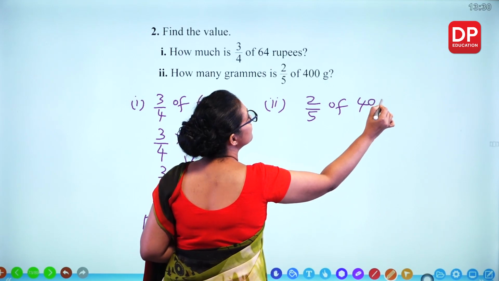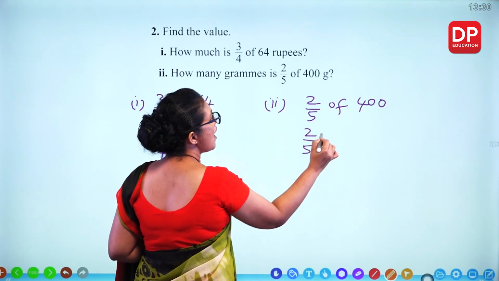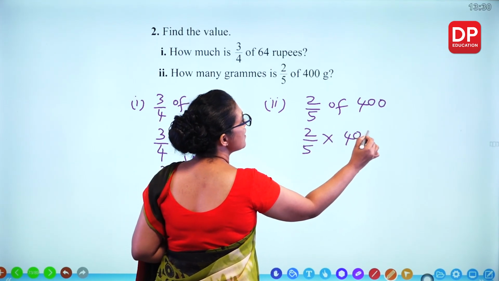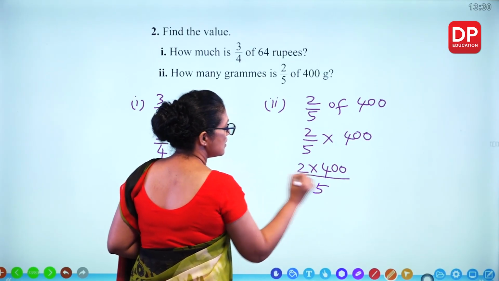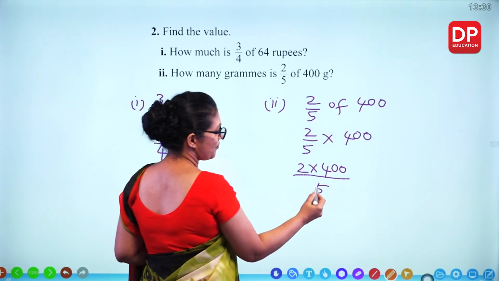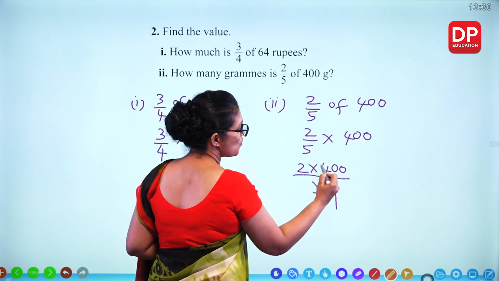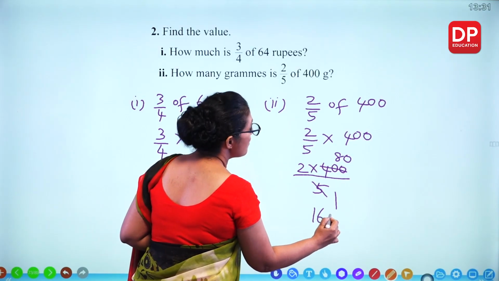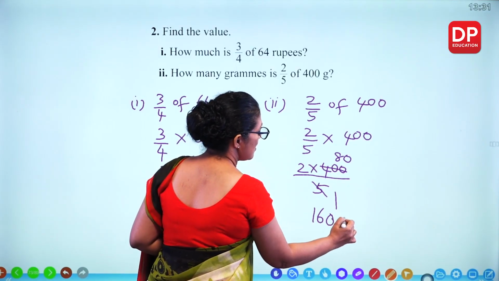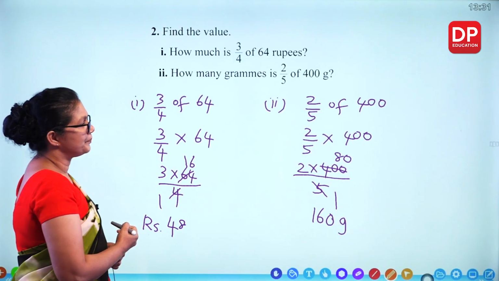Second part, how many grams is 2/5 of 400? 2 over 5 multiplied by 400. Multiply the numerator separately. You get this, 5 times 1 and 80. 80 times 2, 160 grams.